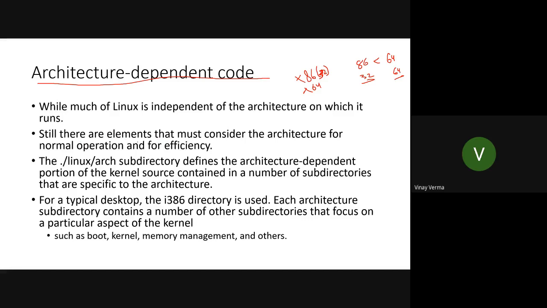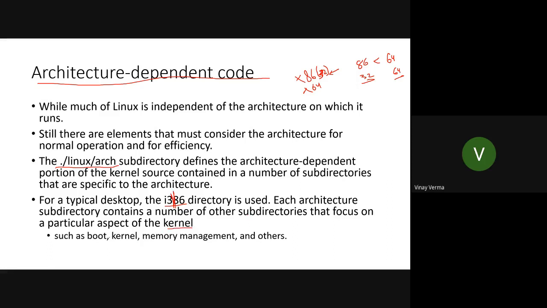Still, there are elements that must consider the architecture for normal operation and efficiency. The Linux architecture subdirectory defines the architecture dependent portion of the kernel source. We will see this directory when we do the practical. This portion of the kernel source contains a number of subdirectories specific to the architecture. For a typical desktop, the i386 directory is used. So i386, that is again x86, the same directory is used.